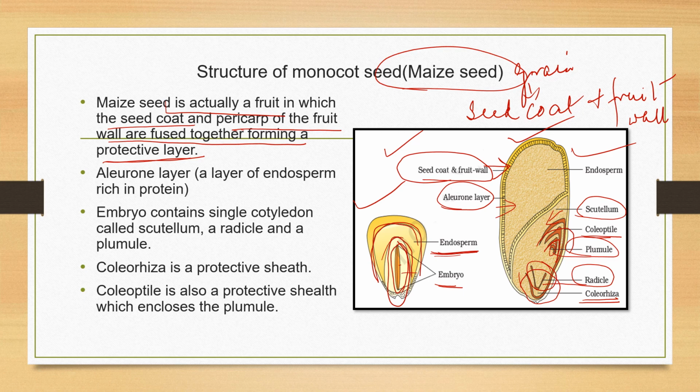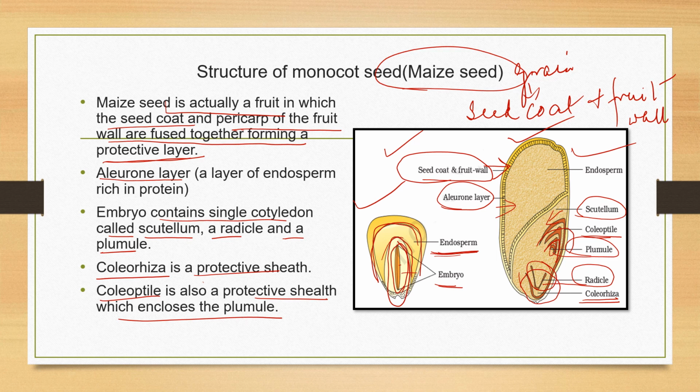So these are all new terms: the aleurone layer, the scutellum. The embryo contains a single cotyledon called the scutellum, a radicle, and a plumule. The coleorhiza is protecting the radicle, whereas the coleoptile is protecting the plumule. These are all very new terms to you, so just learn these terms and try to label them in this diagram.